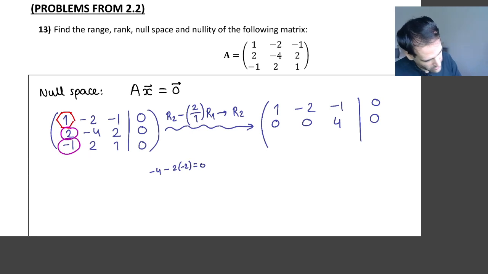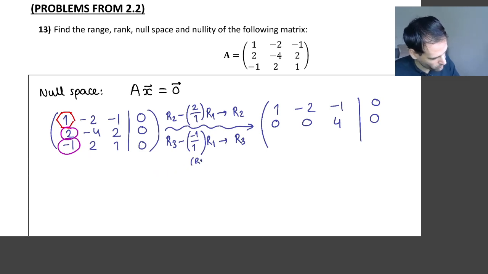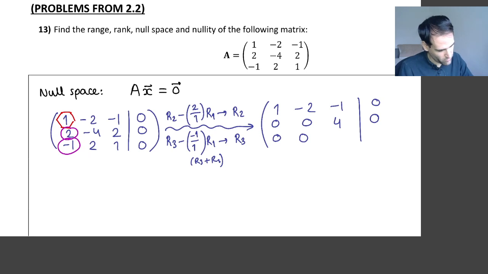So therefore, we start with row 3. And we subtract the ratio of two numbers. Which two numbers? The number that we want to make 0 and the pivot that we are using to create this 0. So minus 1 divided by 1 times row 1, and the result we put into row 3. So this means basically that we are doing row 3 plus row 1. Okay. So therefore, minus 1 plus 1 is 0, 2 minus 2 is 0, 1 minus 1 is 0, and 0 minus 0 is 0.